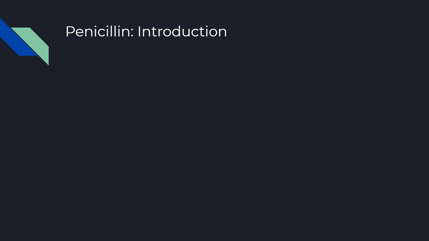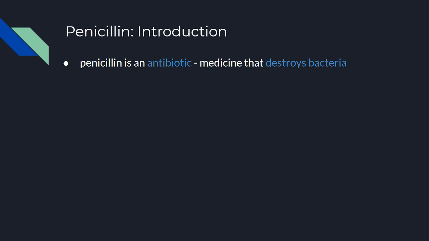Now that we've done aspirin, let's do the second part of the lesson, penicillin. To introduce penicillin, maybe some of you have taken penicillin before. It's an antibiotic. Antibiotic means it's a medicine that destroys bacteria. So in light of what's going on right now, coronavirus is a virus. That means antibiotics are not good against viruses, and they're only good against bacteria.